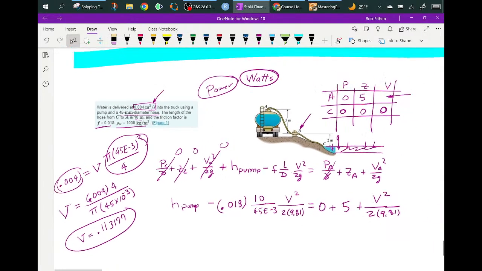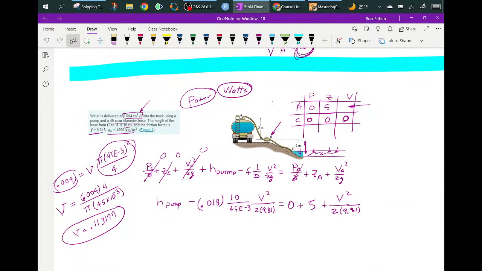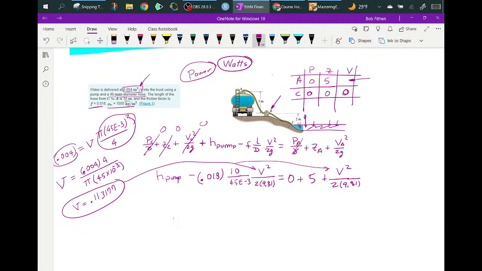The key is you have that, and you have that, and you put those in. You move it to the side, and you'll get the head of the pump. It'll just be a number.